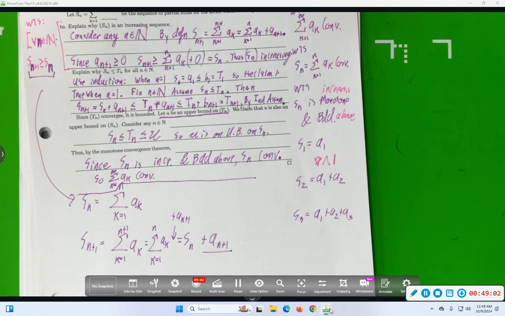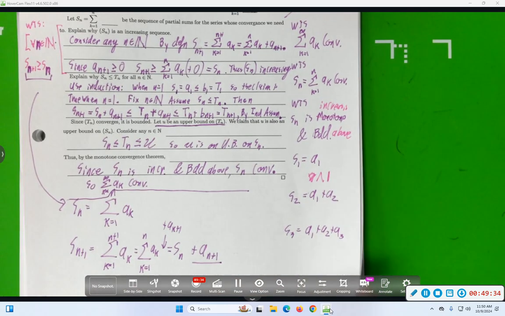So whenever you want to prove something converges by the monotone convergence theorem, you need to prove that it's increasing. That might be easy or it might be difficult. You need to prove that it's bounded. Might be easy, might be difficult. Once you have those two devices, then you can just say, by the monotone convergence theorem, since it is increasing or decreasing, whichever you proved, and bounded above or below, whichever you proved, you know that it converges. And then in the case of series, you need to add this extra sentence: so that means the series converges.